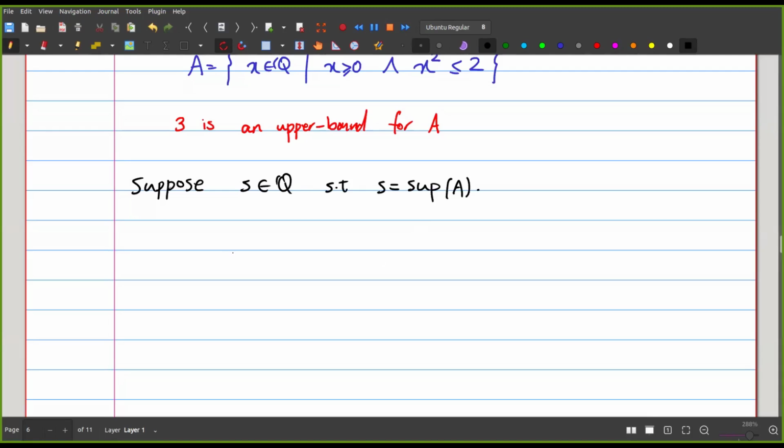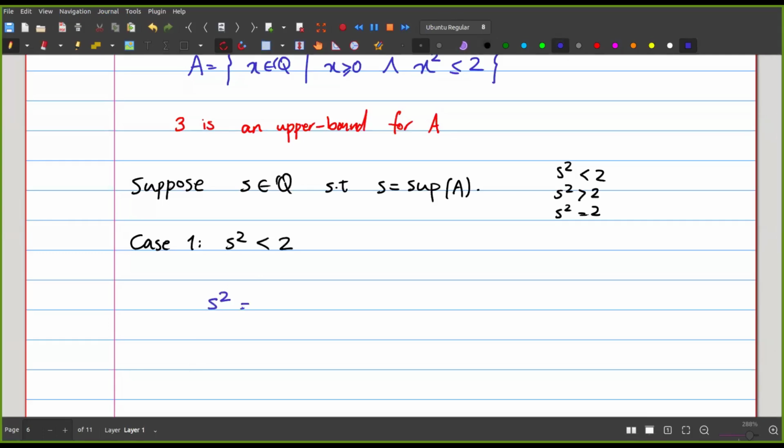And the way I'm going to get a contradiction is by doing a case work over S squared. So I'm going to say, let's look at S squared. And I have 3 cases. It's either less than 2, or it's more than 2, or it's exactly 2. I'm going to get a contradiction in any case. So case 1, if S squared is less than 2. What does this mean? This means that if I look at the square of S, it's something like 2 minus epsilon for some epsilon that is greater than 0.